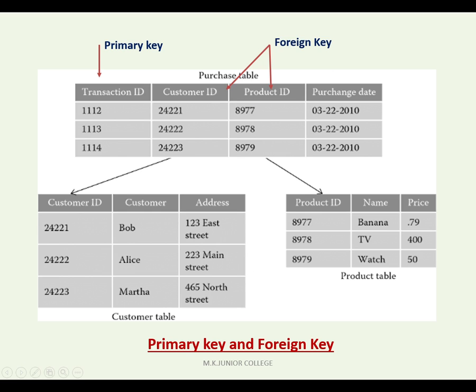So this is the concept of primary key and foreign key. By this example I think it's clear what the primary key and foreign key are, what the key fields are, what tables are, what fields are and what a row is. Okay, so thank you all.